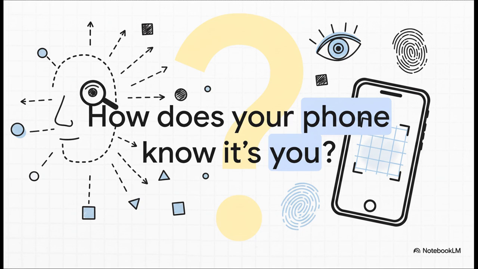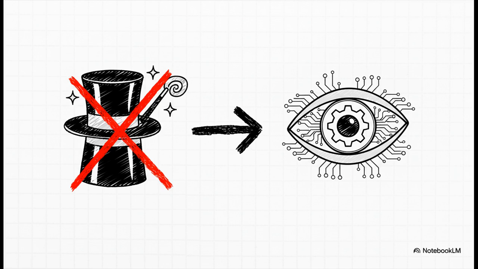Think about it. You probably do this a dozen times a day without even noticing. You glance at your phone and poof, it unlocks. It knows it's you. Out of billions of people, it recognizes your face in a split second. How is that even possible? Well, the answer isn't magic, although it definitely feels like it sometimes.